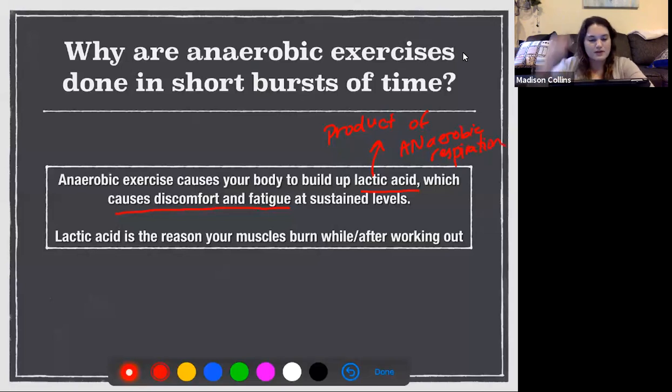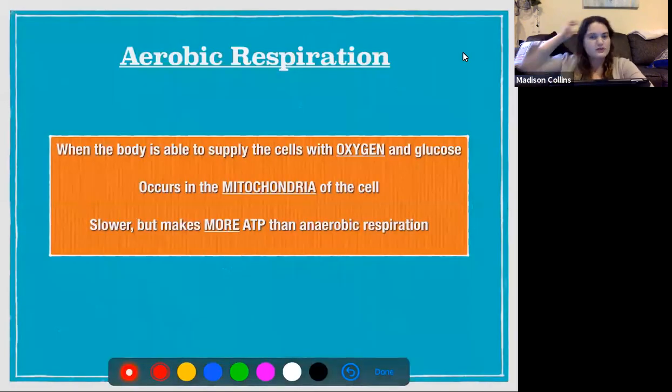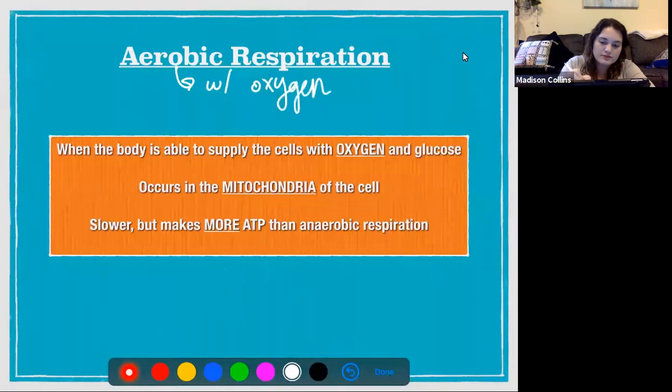Okay. So now let's review those differences one more time. So aerobic respiration, I want you guys to fill in, this is when the body is able to supply the cells with oxygen and glucose. Cellular respiration here occurs in the mitochondria of the cell. And this is a slower process, but it makes more ATP than anaerobic respiration. Okay, so aerobic respiration occurs with oxygen. So the blanks you're filling in are oxygen, mitochondria, and more.